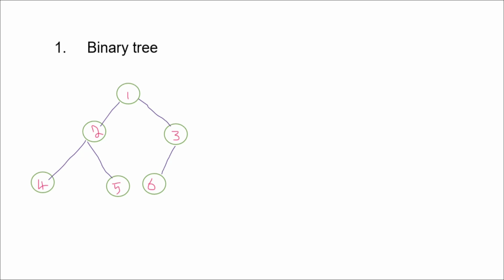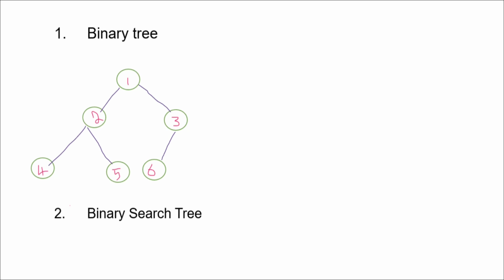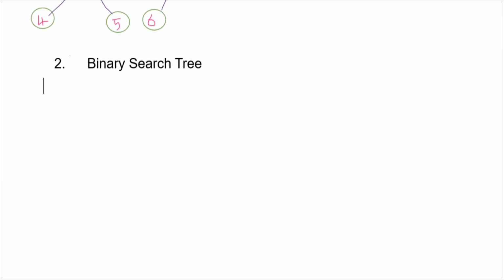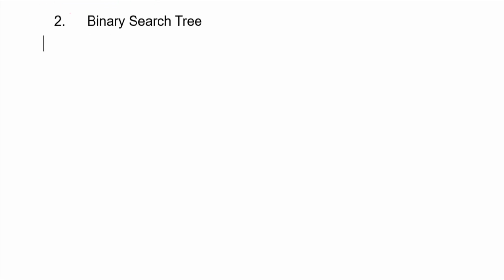What does a binary tree tell us? A binary tree is a tree structure where each node has at most two children, typically referred to as left and right child. Binary trees are useful for representing hierarchical data. This is all about binary tree. Next, we are going to see the next type, that is binary search tree. I'm going to construct a binary search tree and see how to construct it.